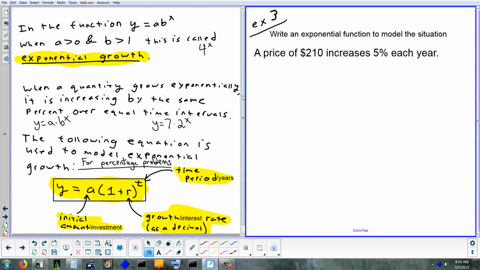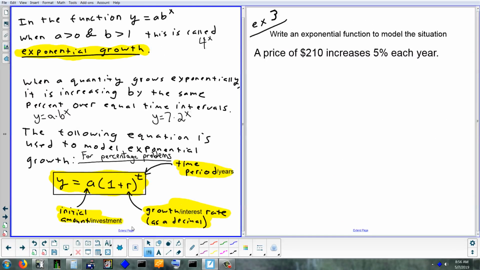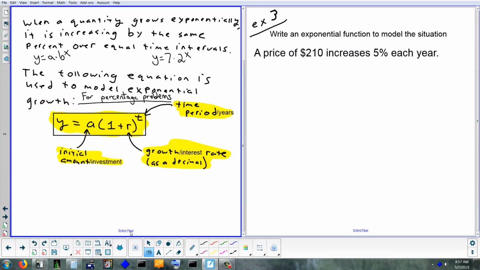All right? Your r is your growth or your interest rate. Make sure you write it as a decimal. So if your interest rate was 3%, it'd be 0.03. I have to plug it in as 0.03. That's why we put it in parentheses as a decimal. You've got to make sure you change it. You can't put it in as a whole number 3, because that would be like getting $3, not 3%.